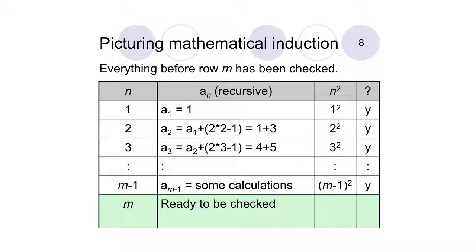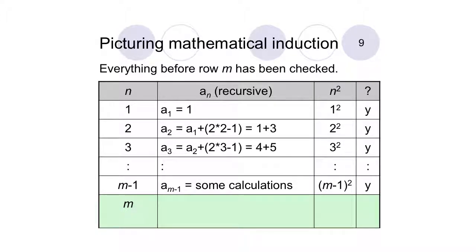M is the first row that hasn't been checked. We're ready to check M now, and the table above us looks like this. It's completely filled in, to the point where we have a yes here, that we really have already checked that whatever this calculation did ended up being equal to this. And that's all we need.